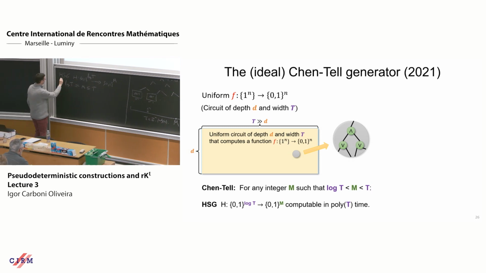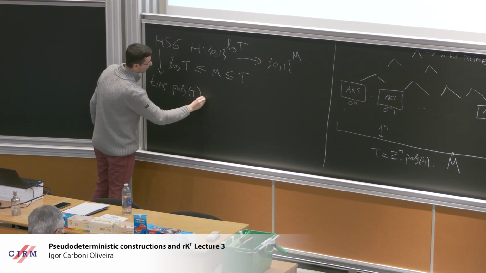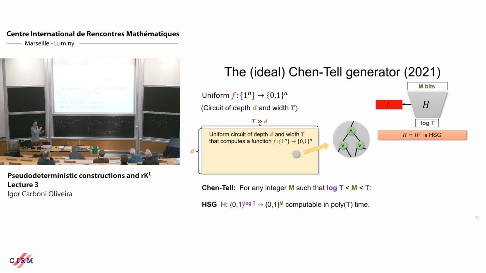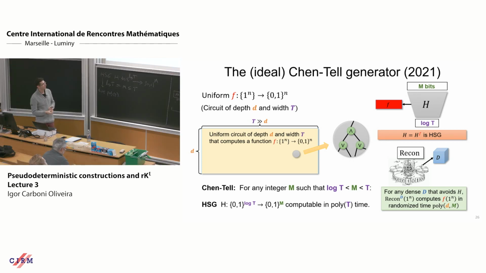And the running time is polynomial in t. It has the following property. That's just a picture: we're stretching log t bits to m bits, and we're using f in the construction of the generator. The most important property is the following. If some test d avoids the generator, then we can use its reconstruction procedure to compute the value of f from 1 to the n in time poly of d and capital M.